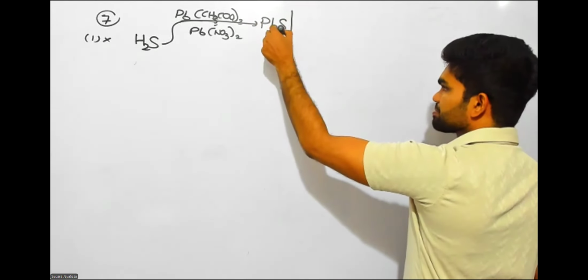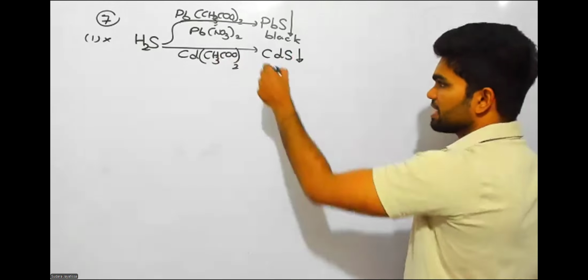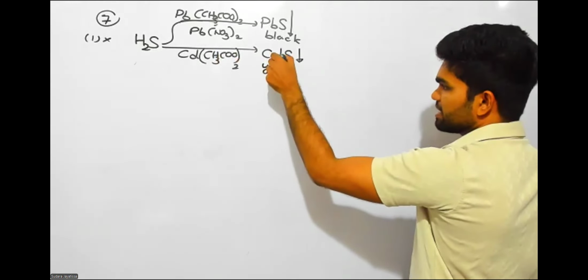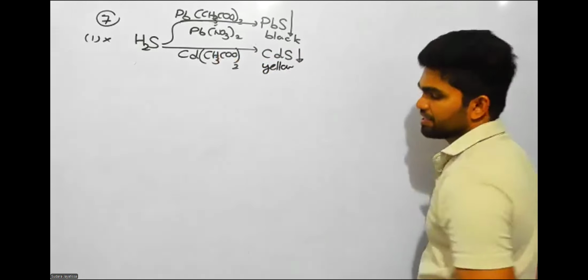But when you use cadmium acetate or cadmium nitrate, you will get cadmium sulfide, which is not black in color. What is the color of that one? It is a yellow precipitate. So that's why the first statement is wrong.